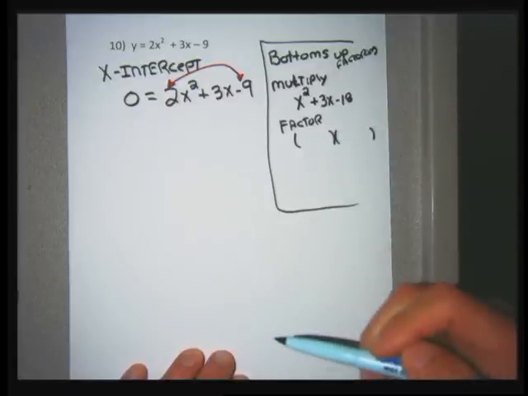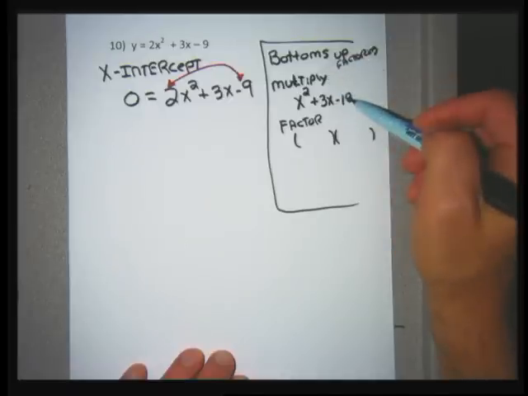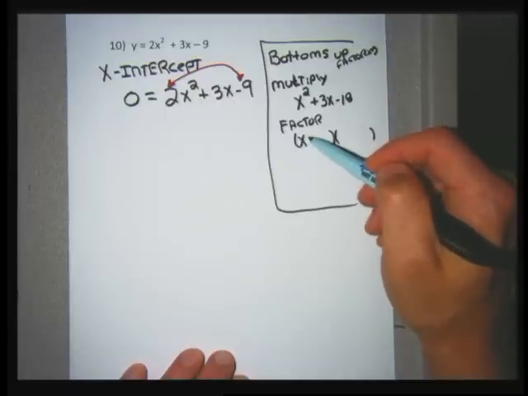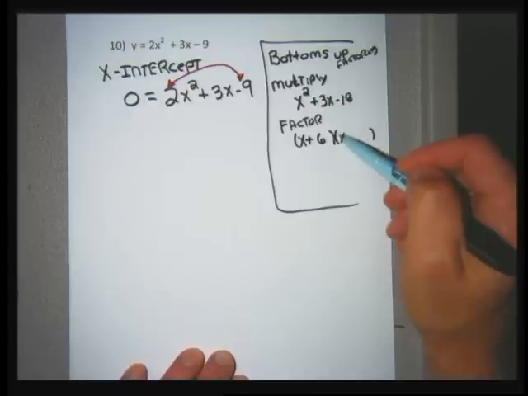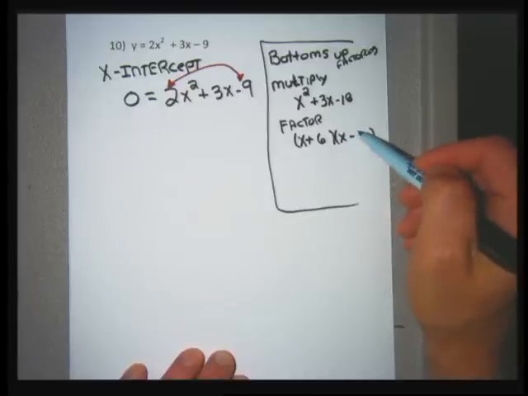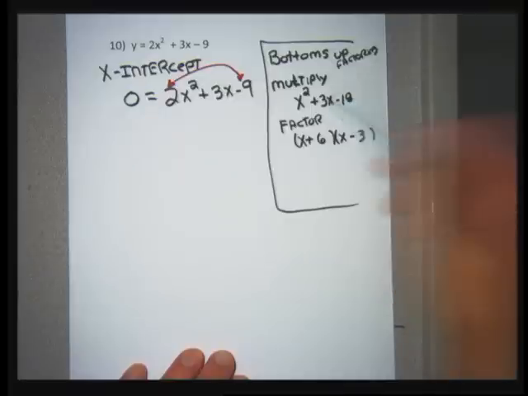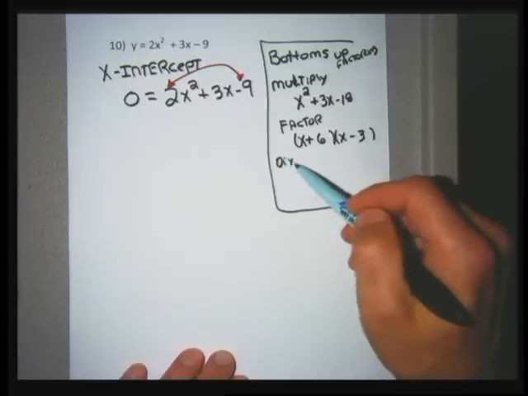The first step in bottoms up factoring is to multiply the outside numbers and put the result into the last number. The second is to factor this. Hopefully you can factor this. If you can't, that's section 1.2 in my intermediate algebra. This factors into x plus 6 times x minus 3, because the last have to multiply to negative 18 and add to 3 essentially.